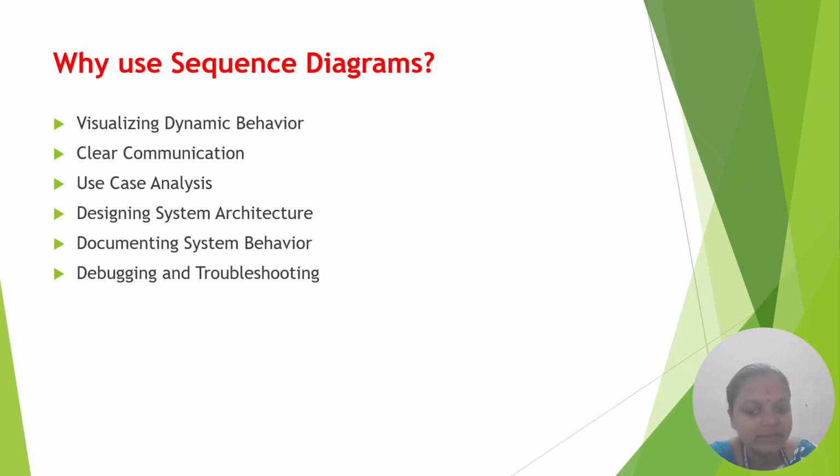Sequence diagrams provide an effective way to document how different parts of a system work together, which can be useful for both developers and maintenance teams. The final one is debugging and troubleshooting. By modeling the sequence of interactions, they help identify potential bottlenecks, inefficiencies, or errors in system processes.